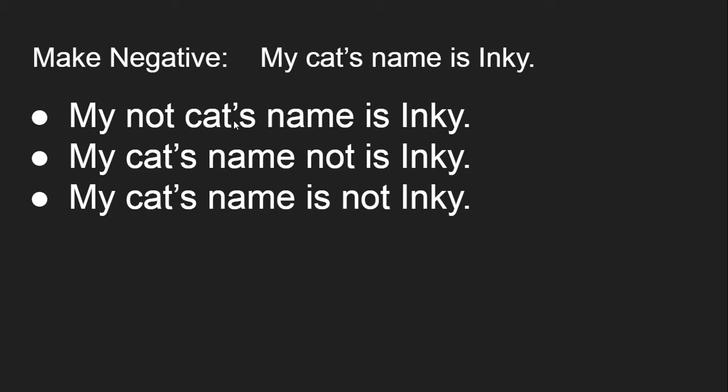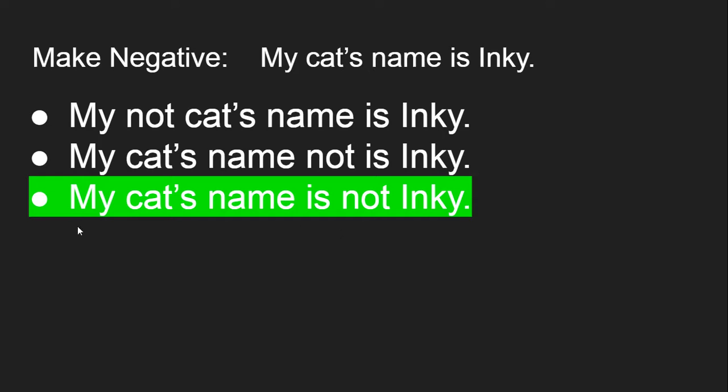Looking here, again, you have my cat's name is Inky. Here's the verb is, because our subject is name. So we have to make it a negative: subject, verb, and a negative. The correct answer would be the third one: My cat's name is not Inky, because we have the negative not after the verb.